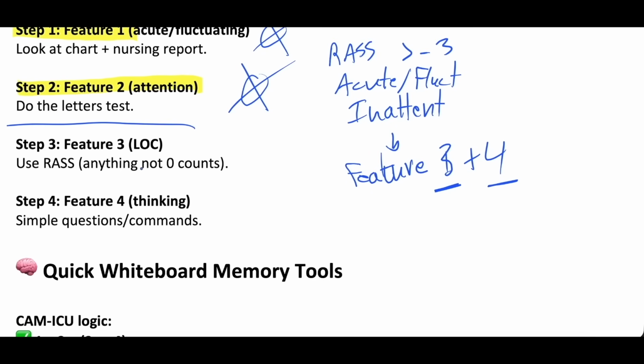So feature 3 is assess RASS. If the RASS is anything other than 0, calm, cool, collected, then it's going to be positive. If the RASS is 0, move on to feature 4, and ask simple questions or commands. Lift up this many fingers, do the same thing with the other hand. If that's positive, then it's still CAM ICU positive, okay? Because that suggests they're disorganized.